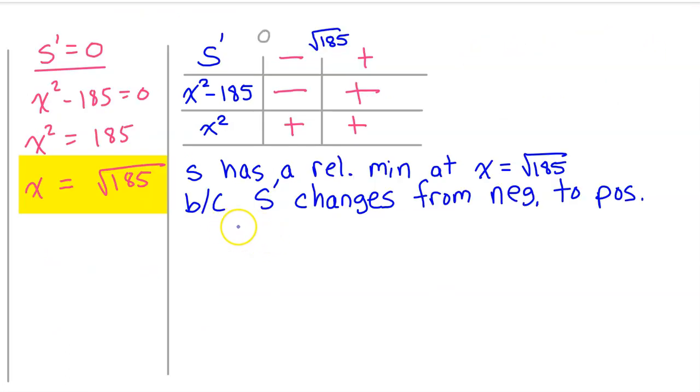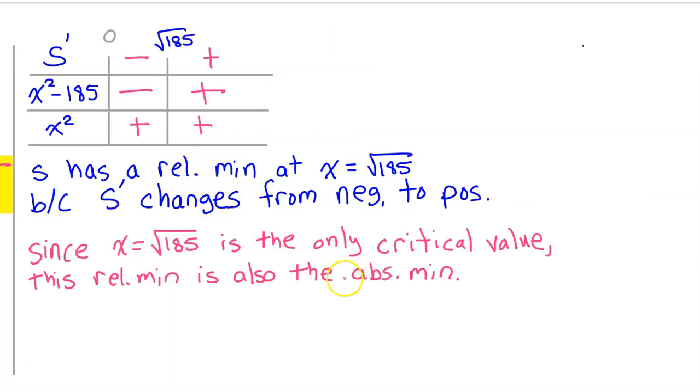For a problem like this, our answer and justification will have to have three parts to it. The first derivative test tells us that S will have a relative min at x equals radical 185 because S prime changes from negative to positive. That means S went from decreasing to increasing, which is why we know it's a relative min. But what we need is an absolute min, not a relative min. To convert from relative min to absolute min, you need this second statement. Since x equals radical 185 is the only critical value, this relative min is also the absolute min.